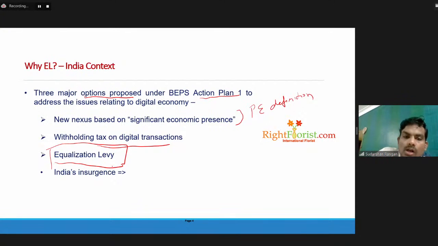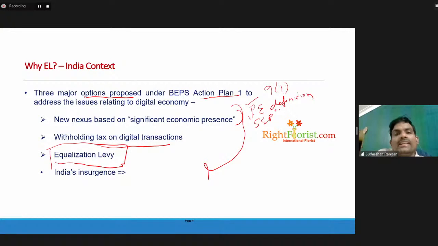India has actually adopted all three. If you remember, we have amended section 9(1) to introduce something called significant economic presence, but this provision is not active yet because we are waiting for a global consensus, because merely amending the act is not going to help you. A treaty also has to be amended. Treaties are bilateral, so other countries should also accept. And this is where politics comes into the picture. USA has all these major companies, Google, Amazon, Facebook, Apple.